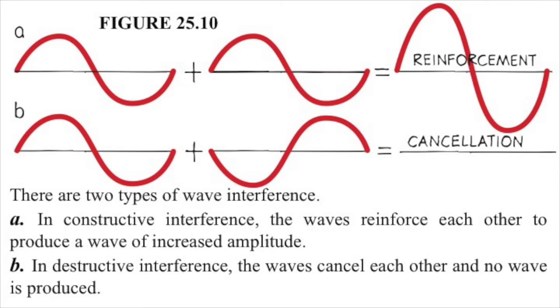Here is figure 25.10, and this is showing constructive interference and destructive interference. So you can see how in A, constructive interference, the waves reinforce each other. They're added to produce a wave of increased amplitude. In destructive interference, the waves cancel each other and no wave is produced.